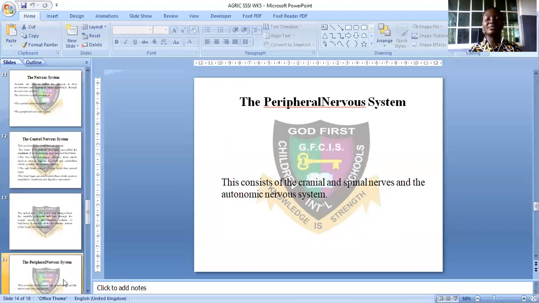Now, the second part of the nervous system is the peripheral nervous system. This consists of the cranial and the spinal nerves. These spinal nerves help to transmit signals between different parts of the body, and from the brain to different parts of the body. So the peripheral nervous system consists of the cranial and spinal nerves and the autonomic nervous system.